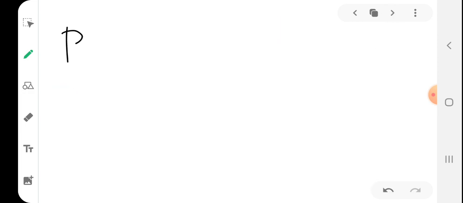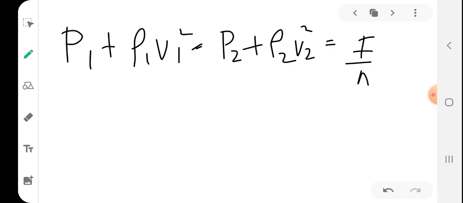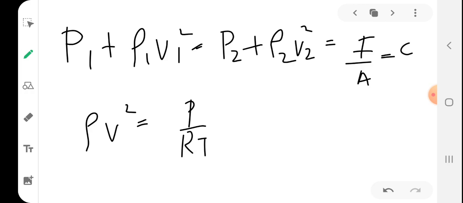And students, we know the momentum equation: P1 plus rho1 V1 square equals P2 plus rho2 V2 square equals F by A, which is a constant. So using the perfect gas equation, the definition of the velocity of sound and the definition of Mach number, the momentum term rho V square can be written as follows. Rho can be written as P by RT, and V can be written as M into a.